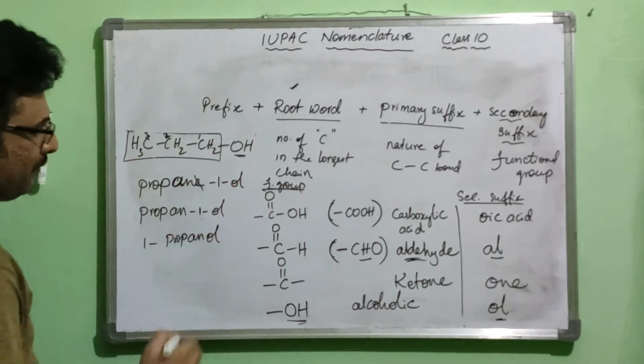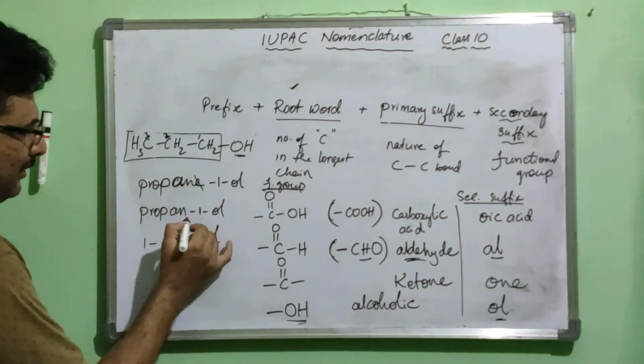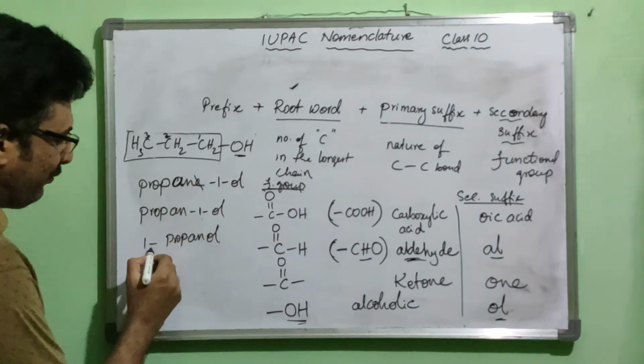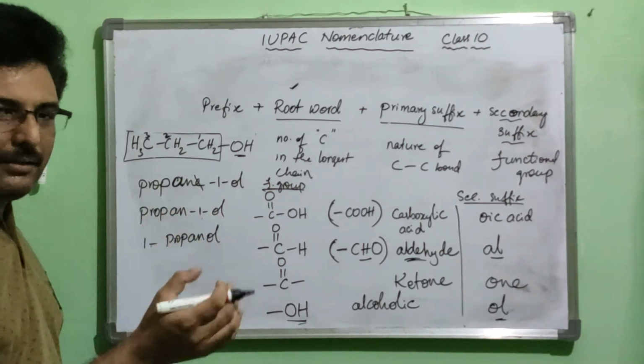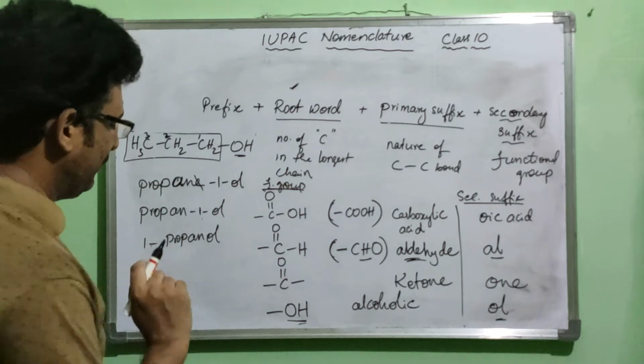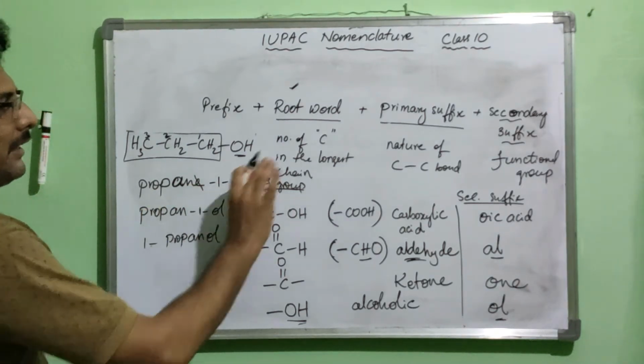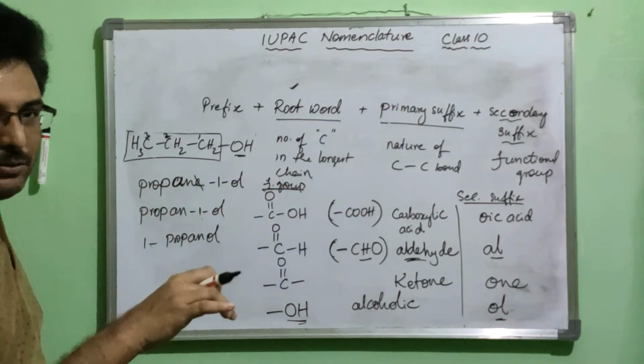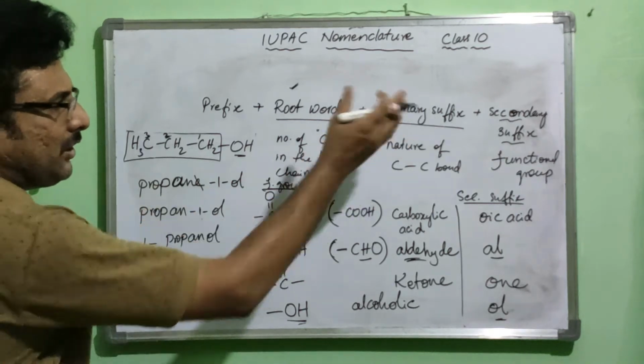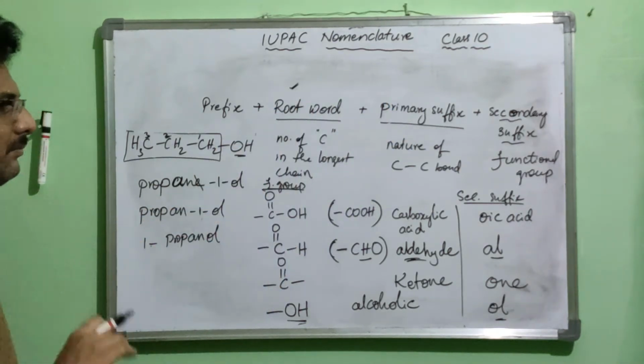And we may bring this one to the front and it becomes 1-propanol. When you write the number and the word, they should be separated with a hyphen. Between the word and number there should be a hyphen, remember that. This is how we write the secondary suffix if there is a functional group. If there is no functional group, we just ignore the secondary suffix.